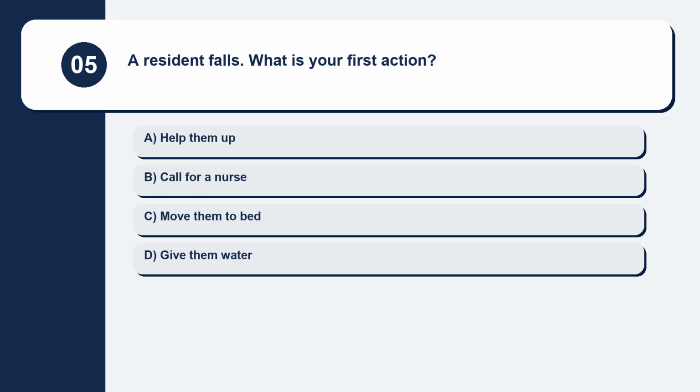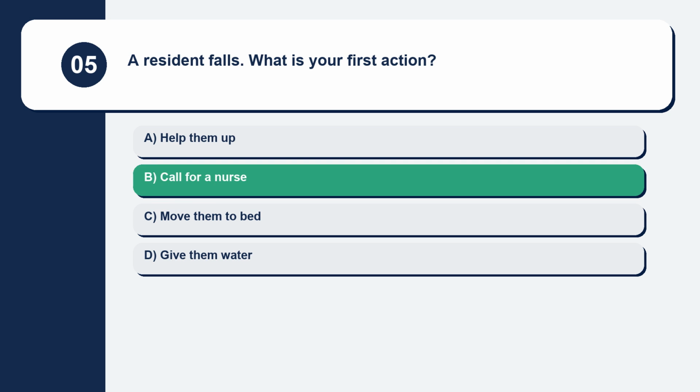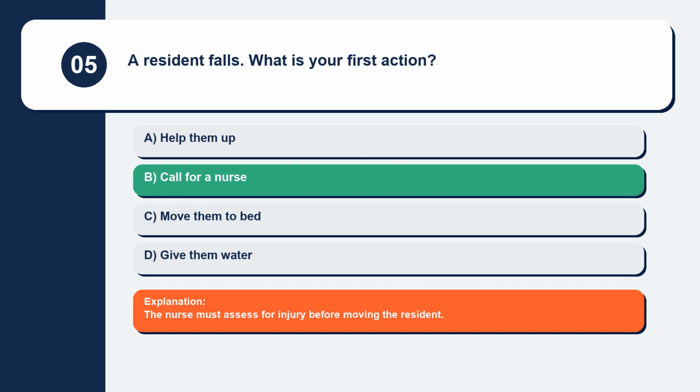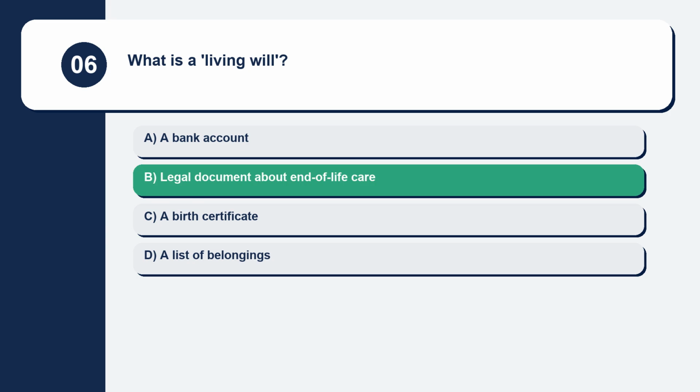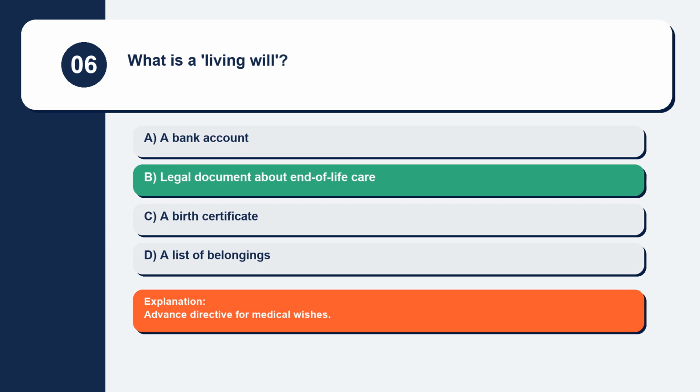Question 5. A resident falls. What is your first action? Help them up, call for a nurse, move them to bed, give them water. The nurse must assess for injury before moving the resident. Question 6. What is a living will? A bank account, legal document about end-of-life care, a birth certificate, a list of belongings. Advance directive for medical wishes.